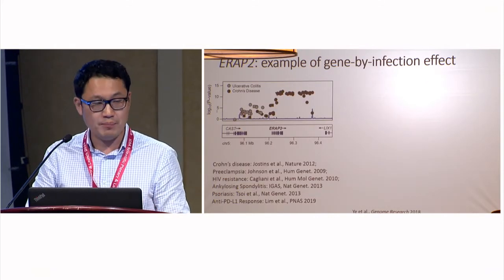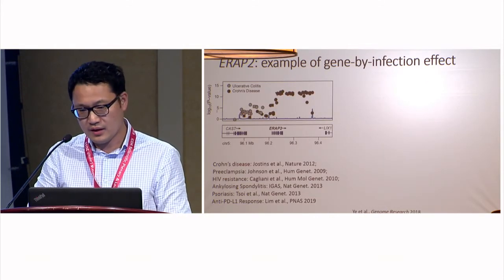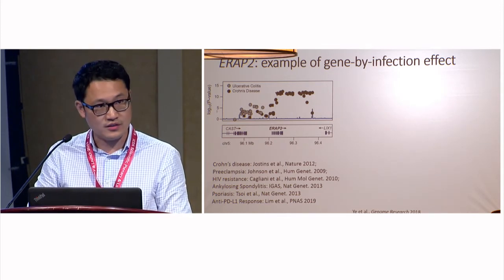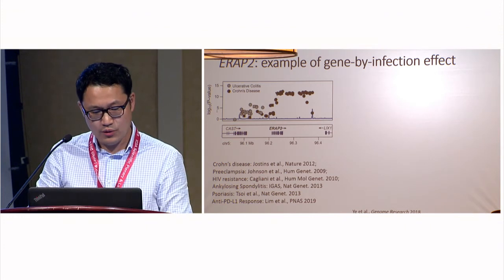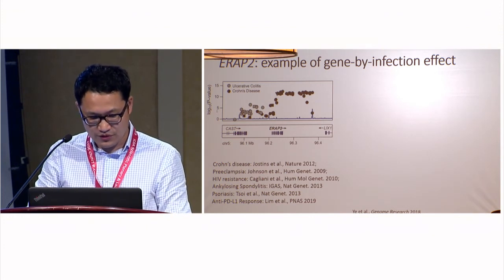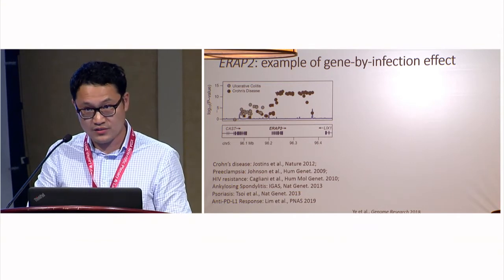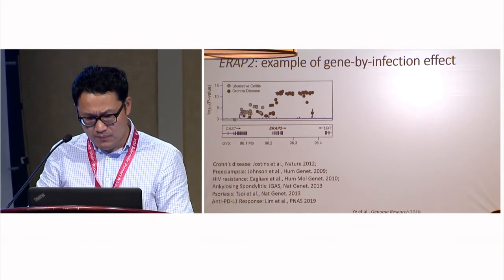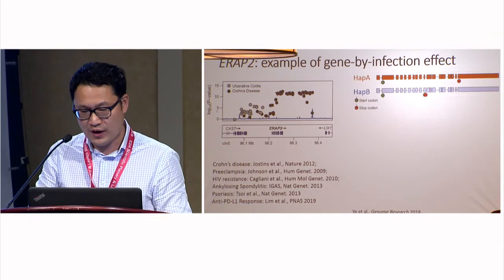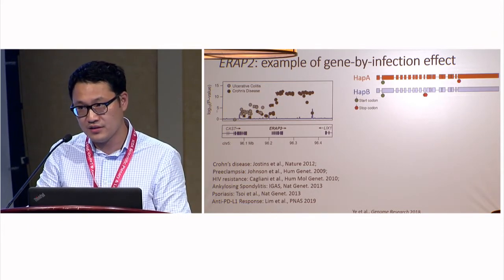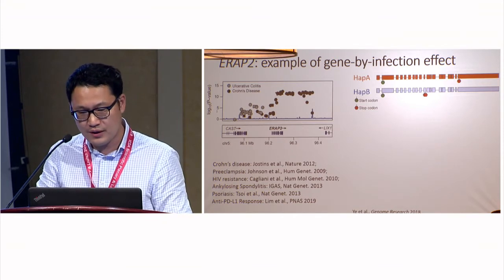So my favorite example of a gene by environment interaction, in this case a gene by infection effect, is in the gene ERAP2. ERAP2 has been associated with a number of autoimmune diseases, and most recently it's also associated with anti-PD-L1 response in bladder cancer. Now, ERAP2 goes back about 5 million years. There are still only 2 haplotypes in the human genome. There are 40 SNPs in perfect LD and about 100 SNPs in almost complete LD.